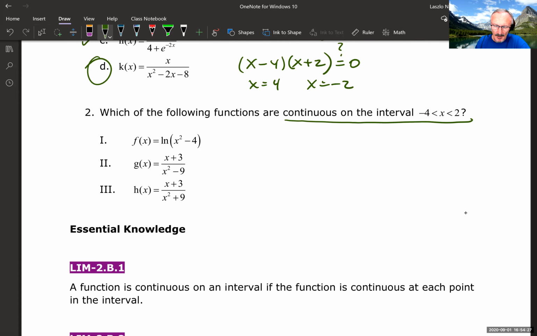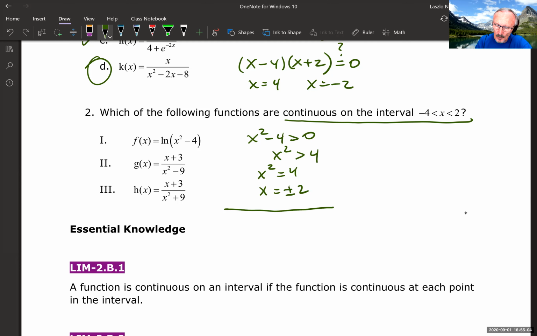Number 1, f of x, looks like a troublesome expression. We know that x squared minus 4 would have to be greater than 0. That means that x squared would have to be greater than 4. And so we have some difficulty solving quadratic inequalities. I consequently encourage you to solve the equation x squared equals 4. We get x equals plus or minus 2.